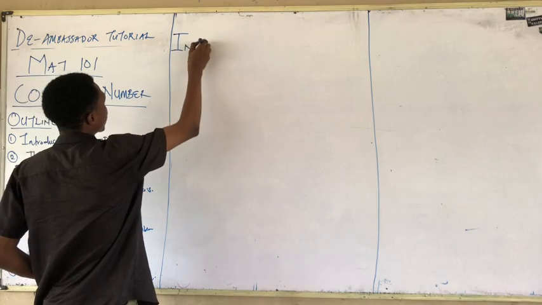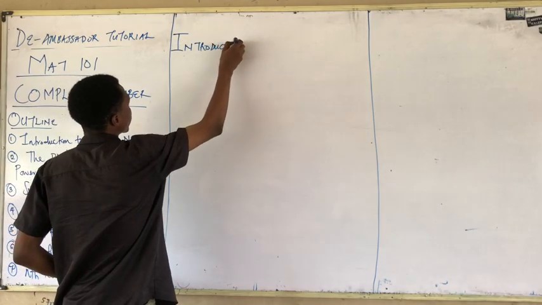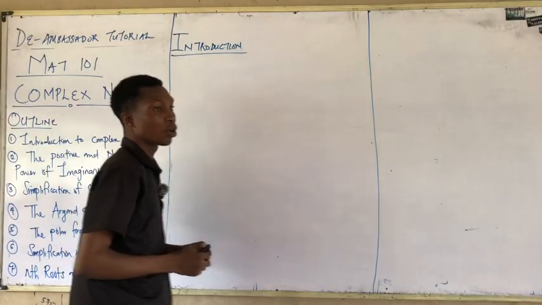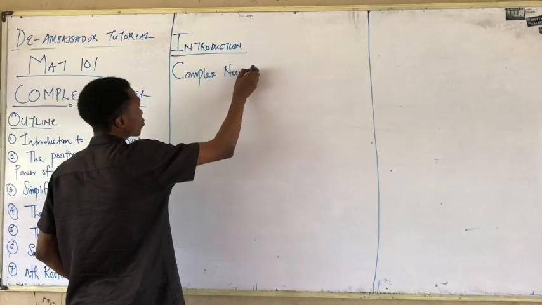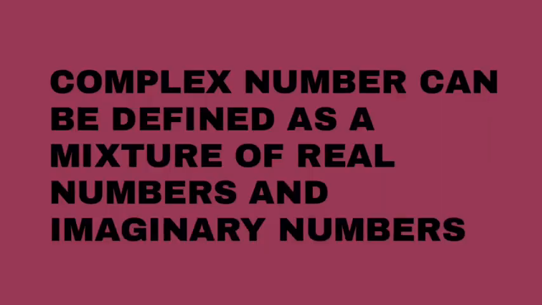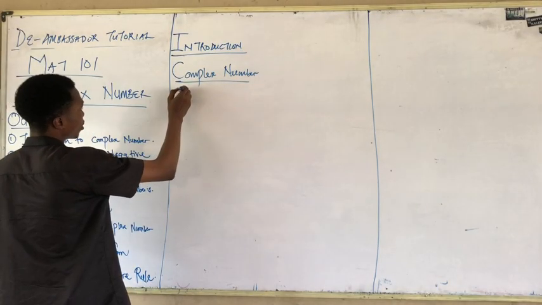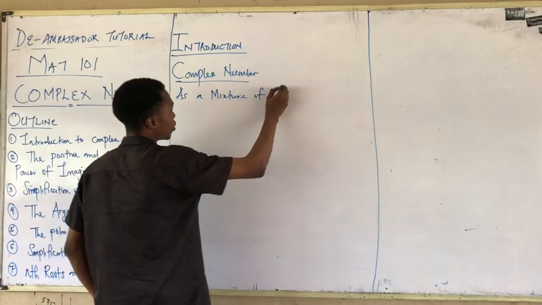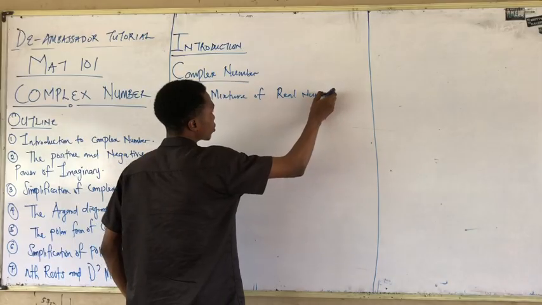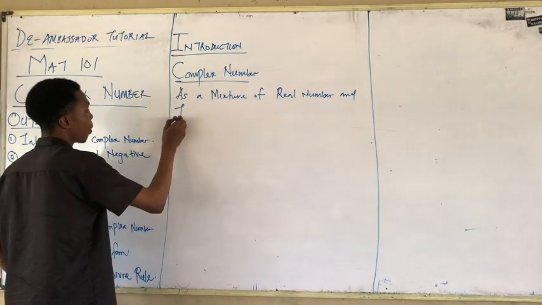What is complex number? Complex number can be defined as a mixture of real numbers and imaginary numbers.